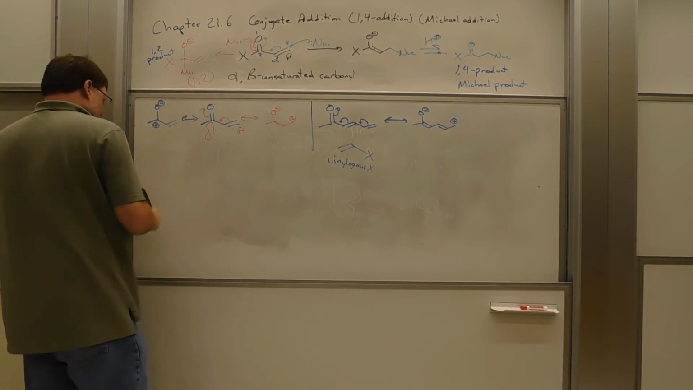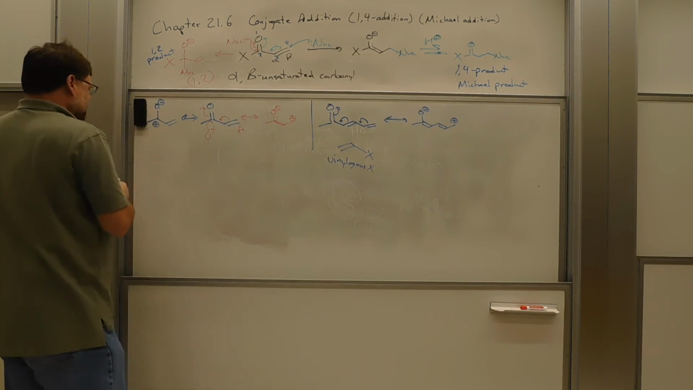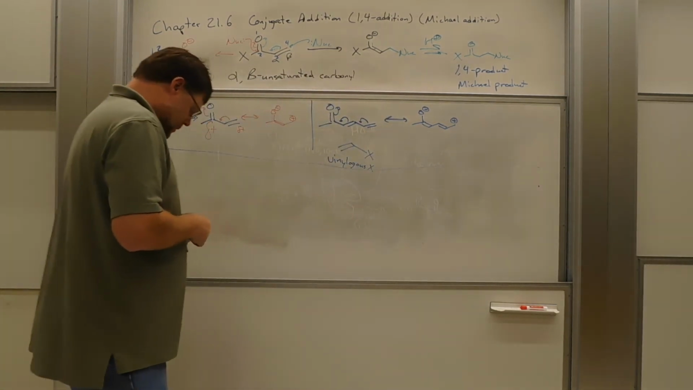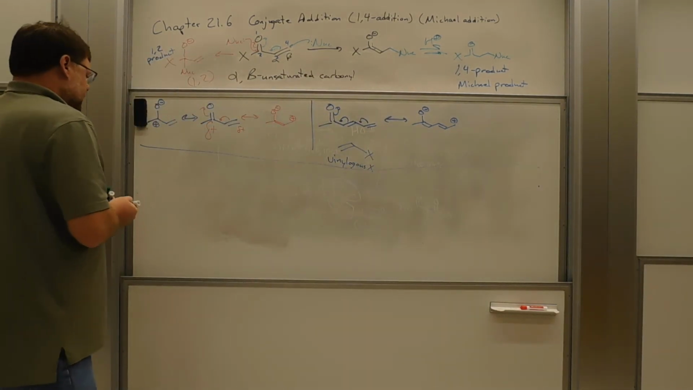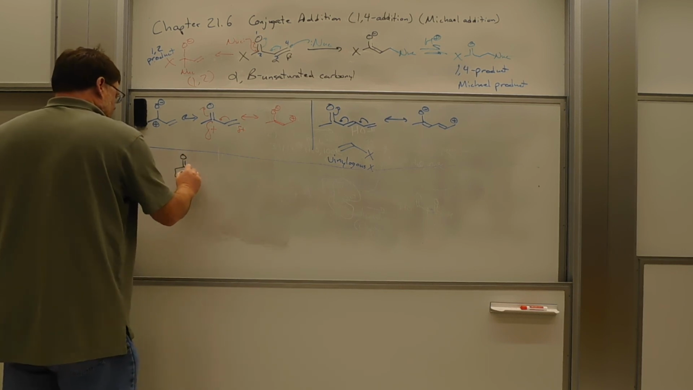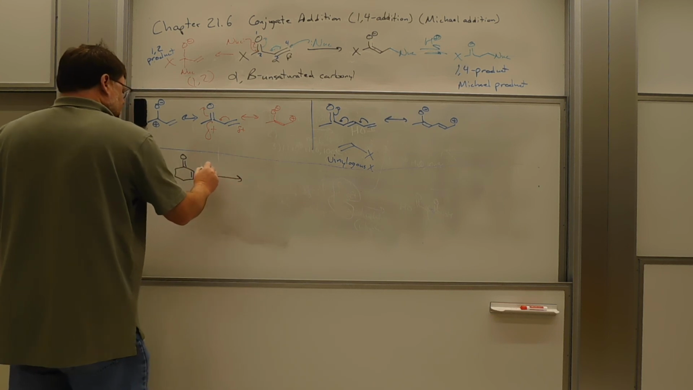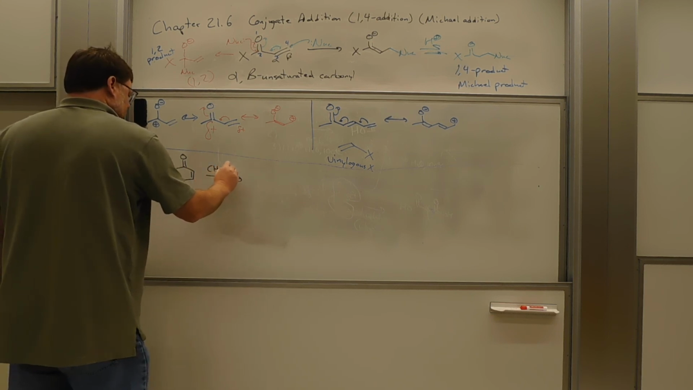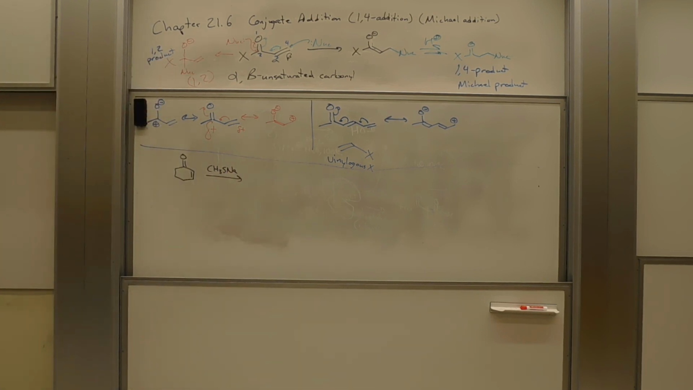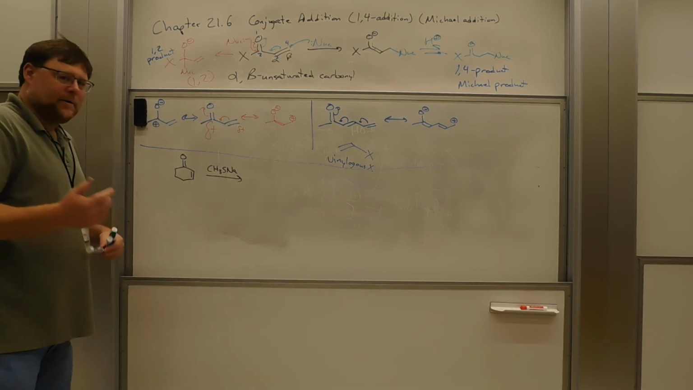All right, I'll just put a line in here. So how might this look? So draw the product of that. Hit pause and draw the product. If I treat cyclohexenone with sodium methylthiolate. All right, pause, come back.